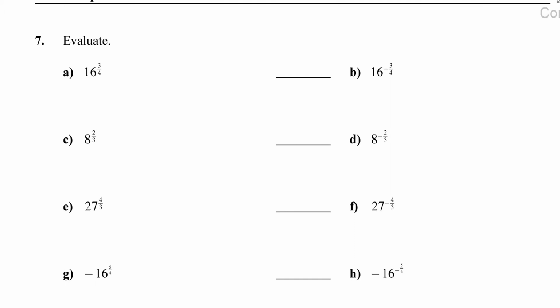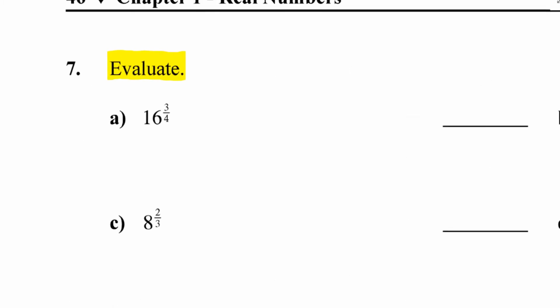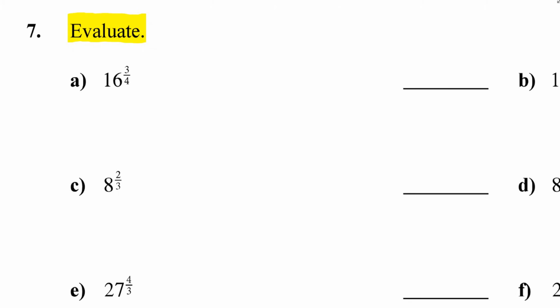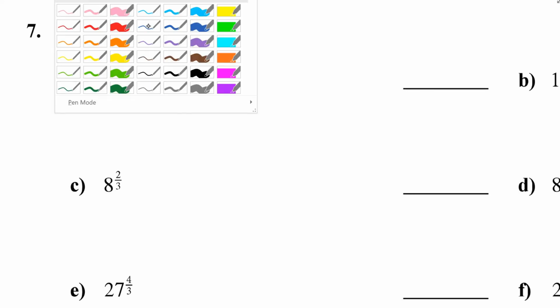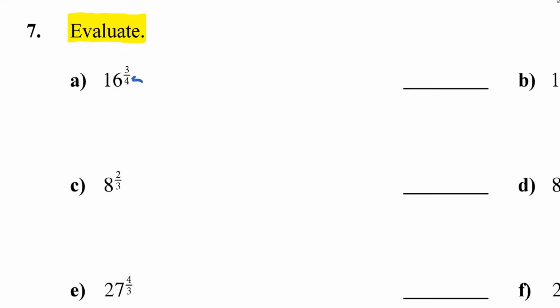I'm now moving on to question number 7 from the homework from section 1.5, and for these questions I need to evaluate. You'll notice that a lot of these problems have fractional powers, so we have to be able to simplify those pretty quickly. I recommend students to always look at the bottom number here. For the very first question, the bottom number is a 4. So that 4 is kind of like the key to breaking down this problem.